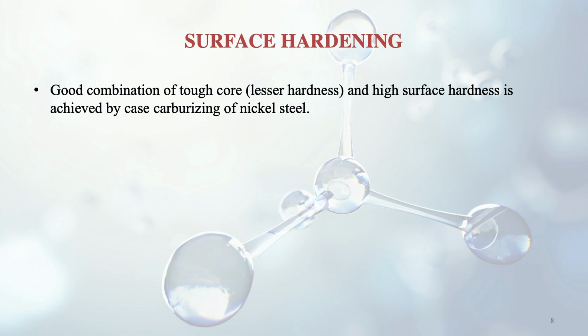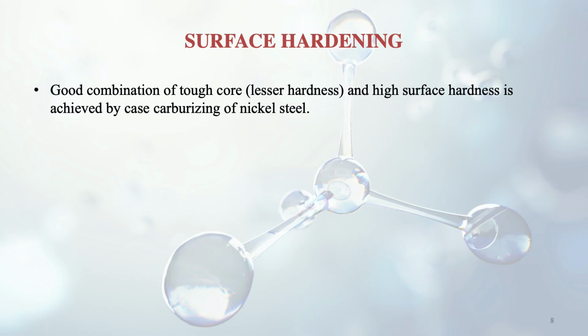Then what will we get? We will get a good combination of tough core and lesser hardness. We need this because if the specimen is completely hardened, brittleness may also come. Sometimes we need the inner portion to remain tough, and for that toughness it has to be somewhat softer, and we need the outer portion to be hard so that abrasion and such things don't affect the specimen. So we get the tough core and high surface hardness by case carburizing, like in nickel steel.